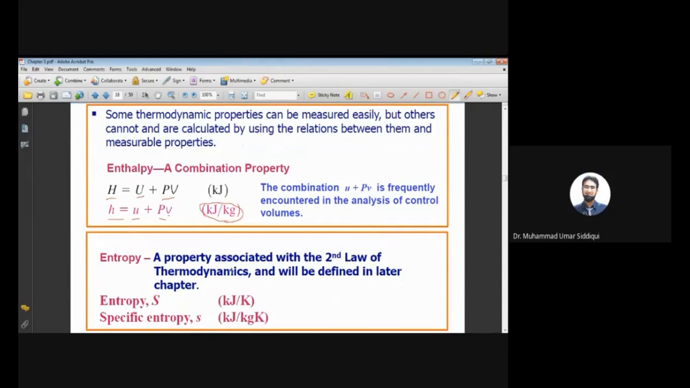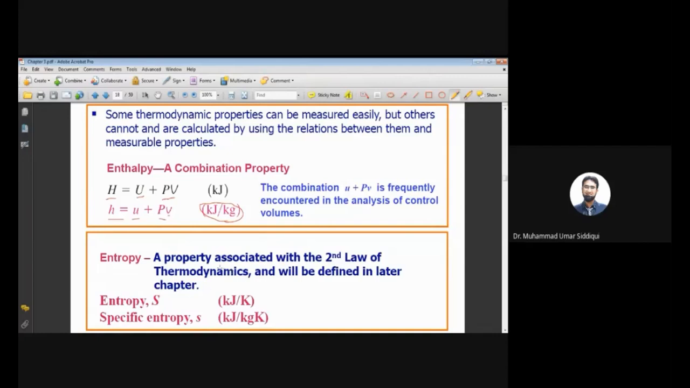Okay. So right now, just consider that entropy is a property associated with the second law of thermodynamics, and we will define it later. Right now, we do not want to enter into the discussion of entropy because it's going to be a huge discussion. Right now our objective is just to learn the thermodynamic tables, to see how to use them. So entropy is just a thermodynamic property. Its unit is kilojoule per Kelvin, or the specific entropy will be kilojoule per kg Kelvin. Just know this for now. When we move towards chapter number 7, you're going to understand this property in more detail.